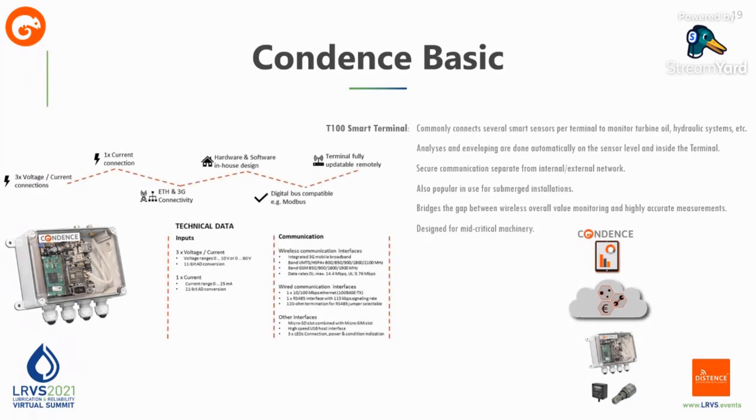Condense Basic taps into specialized measurements like oil and harder to reach places such as submerged installations. This also allows a mix of measurements like oil and vibrations, for example. Commonly, this solution connects several smart sensors to one terminal with analytics on the sensor level, which is then topped with further analyses inside the terminal and in the cloud. The main target group for Condense Basic is the mid-critical machinery, and some popular uses are for monitoring turbine oil and hydraulic systems, etc.